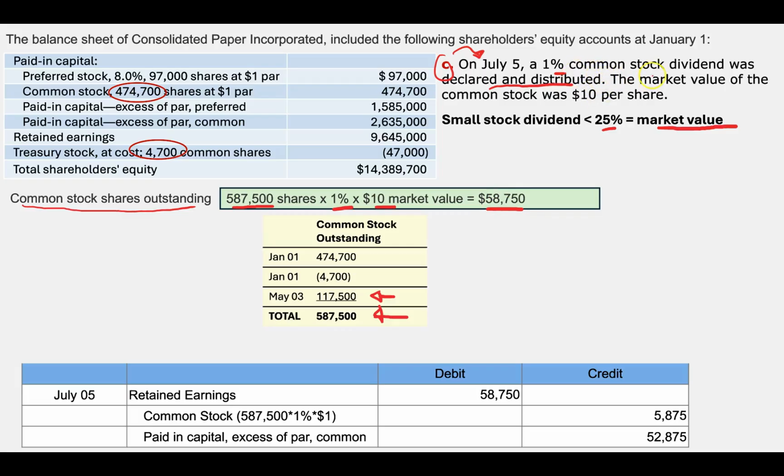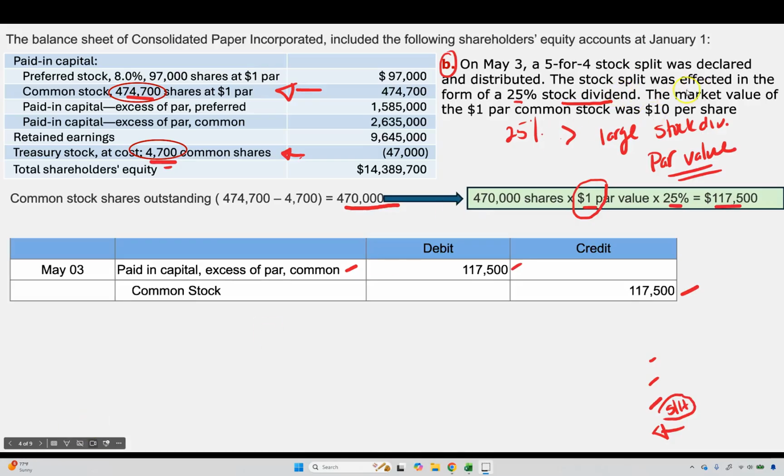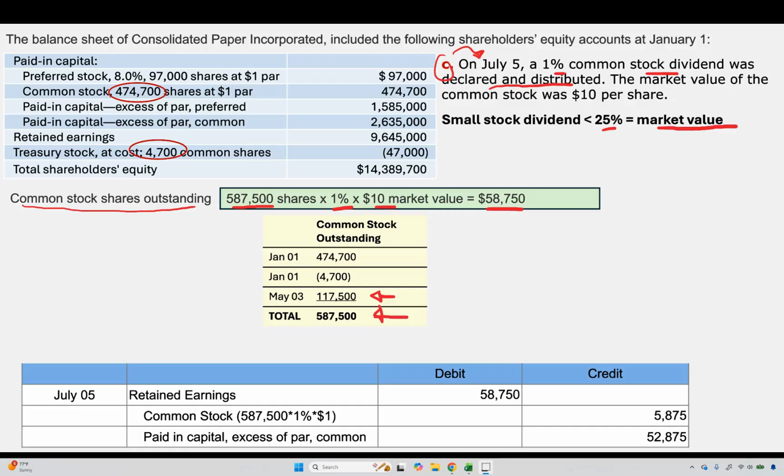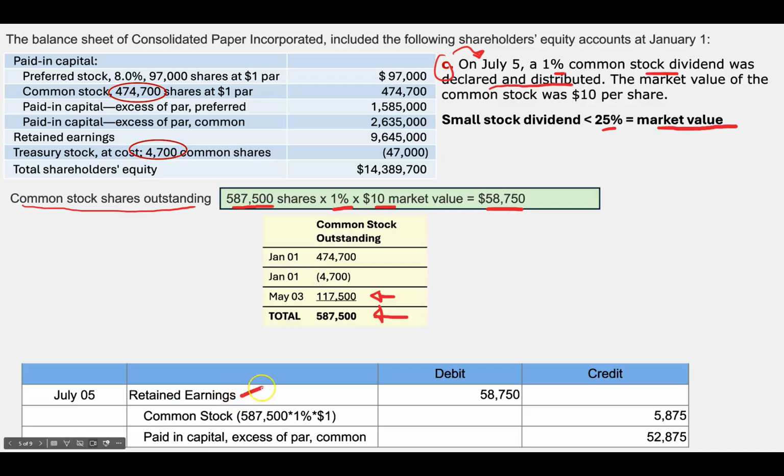Now, this is just a regular stock dividend. It's not a stock split that was effected in the form of a stock dividend, which means that our debit is going to be just like a debit for any other dividend, which is to retained earnings. So we're going to debit retained earnings for the $50,750, and we have to credit our common stock for the number of shares times 1%, because this is just a 1% stock dividend, times its par value, which gives us $5,875, and then the remaining amount goes to paid in capital in excess of par for common stock.